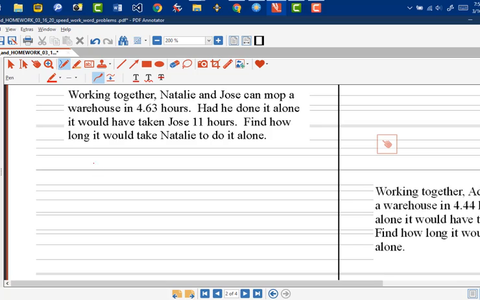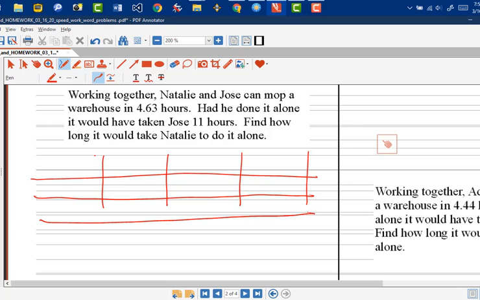So you set up a little table just like you do for the time and speed and distance problems, and then you set up a row for each worker. So here we have Natalie and Jose, and it's going to be rate times time equals total work.